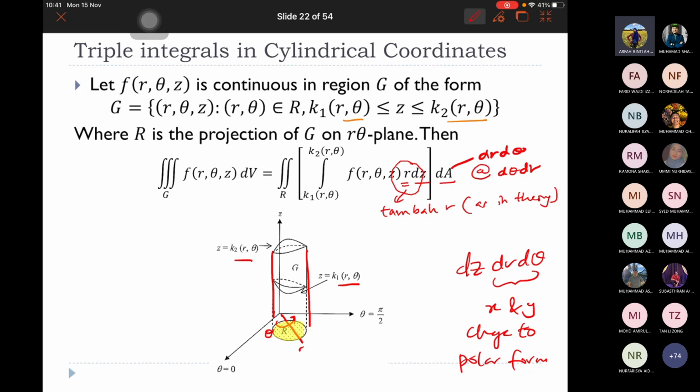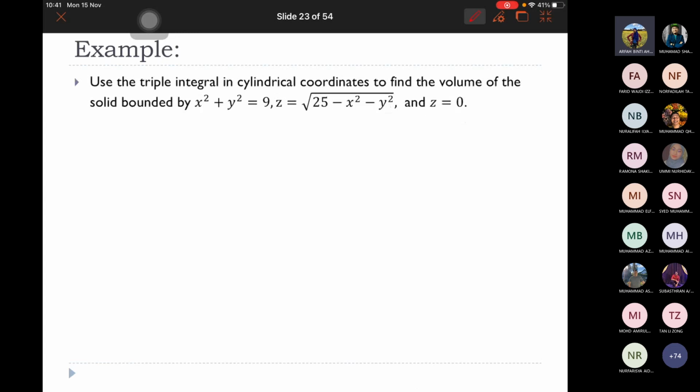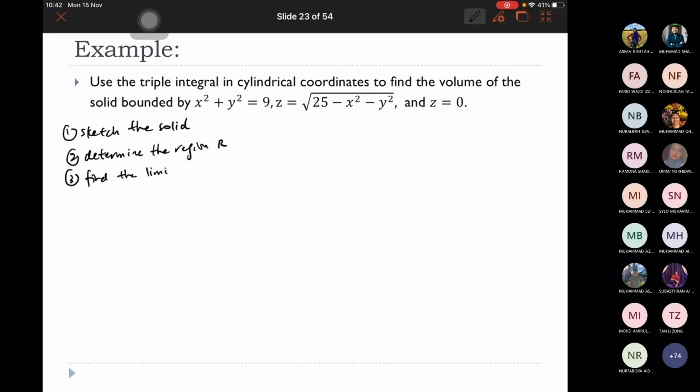So let's take a look at one example. Okay. So example, use the triple integral in cylindrical coordinates to find the volume of the solid bounded by x squared tambah y squared sama dengan 9 dan z sama dengan 25 tolak x squared tolak y squared dan z sama dengan 0. So in order to solve this one, first thing first, awak kena sketch the solid. Okay. Then, determine the region R. Okay. Tiga, find the limit. And then yang keempat, baru evaluate the integral.